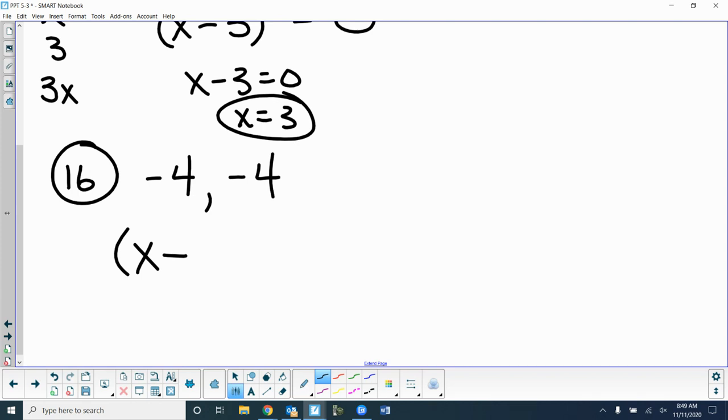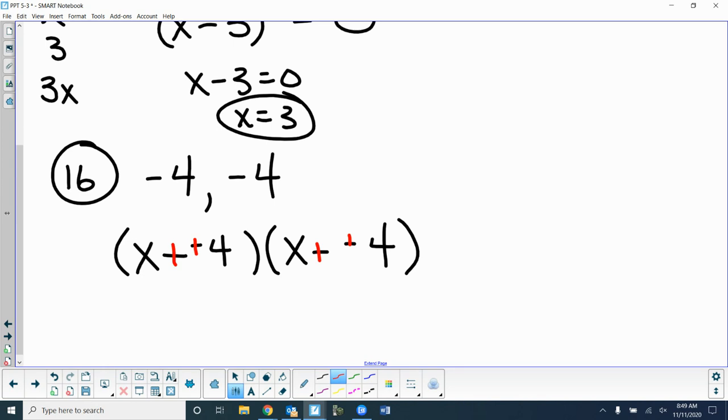When they give you the roots or the zeros and you're supposed to find the function or the equation that goes with it, you always start with x minus. If I had 3 or 4 of them, I'd have 3 or 4 x minuses, that's all. Then I just put that number. Negative 4, negative 4. What is minus a negative though? Plus, so I just write x plus 4 and x plus 4.